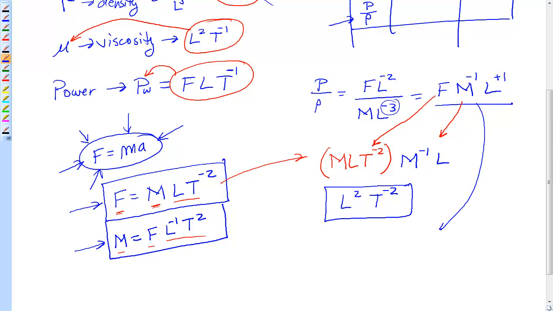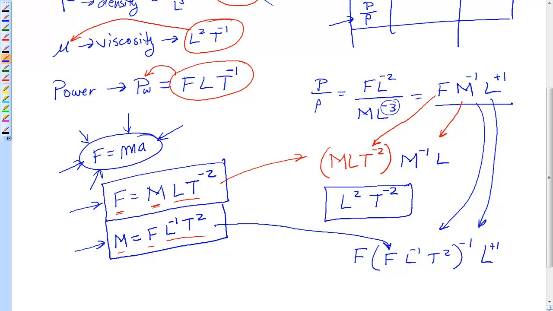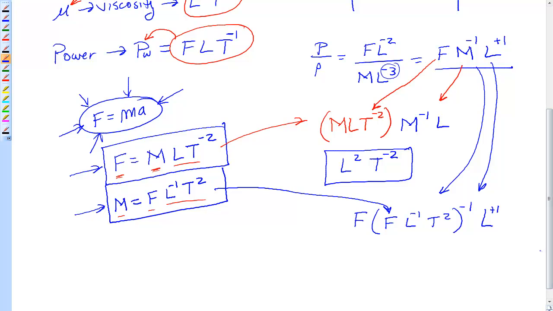We're going to take this down now, and we're going to put in force times, now I'm looking to get rid of the mass, so I'll say F L to the minus 1 T squared. This is all brought up to the minus 1, and then L to the 1 power. So this equation was brought down in order to get rid of the mass out of here.